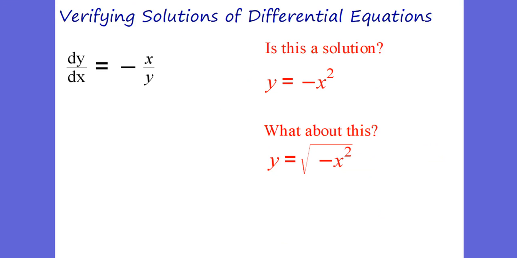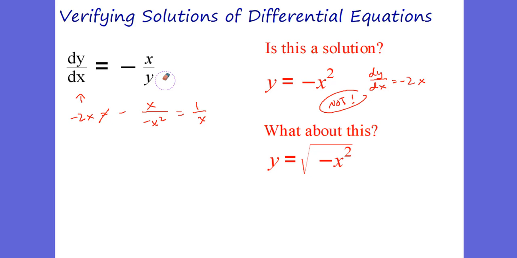So let's try one more example. Here we have a differential equation: dy over dx equals negative x over y. We're going to take a look at two different possible solutions and see if one, both, or neither of these are solutions. I don't know. So I'm going to take the derivative of the first one. dy over dx equals negative 2x. So this would be negative 2x. We have negative x over y. What is y? It's negative x squared. The two negatives cancel out, and you're left with 1 over x. Does negative 2x equal 1 over x? Heck no. So this is not a solution of my differential equation.